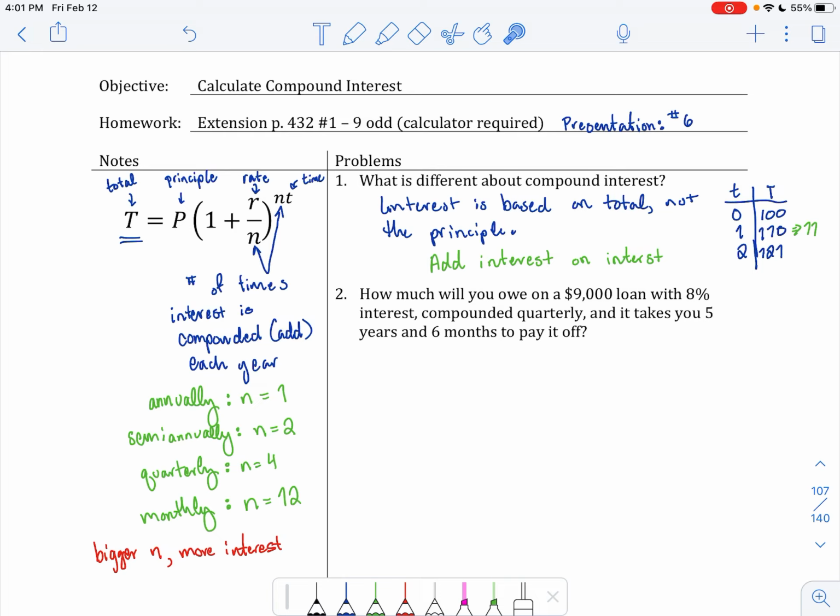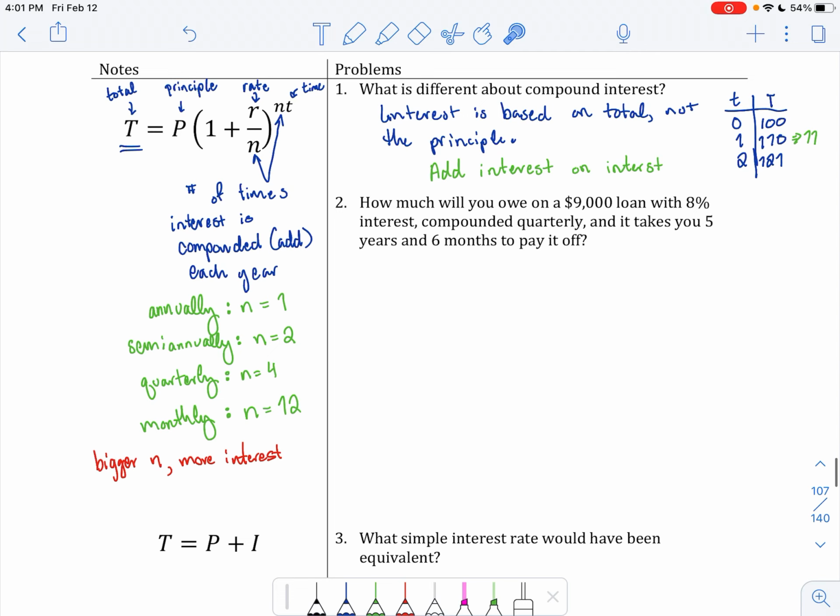That means if it's an investment, you want compound interest because that's your money, versus a loan, you don't want compound interest, or you want it compounded fewer times because then you have to pay that money back. All right, so let's use this formula. How much will you owe on a $9,000 loan with 8% interest compounded quarterly if it takes you 5 years and 6 months to pay it off? So in this case, we want to know the total.